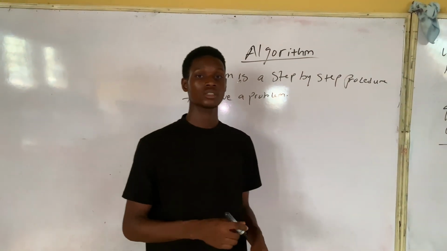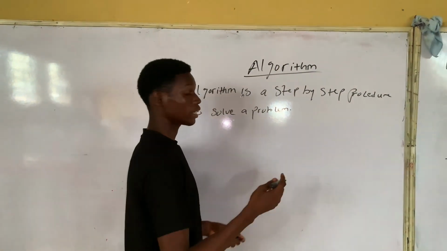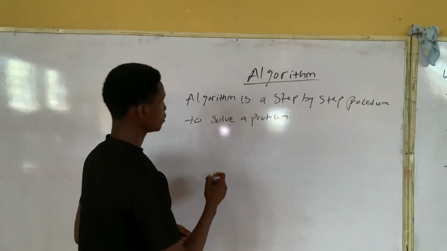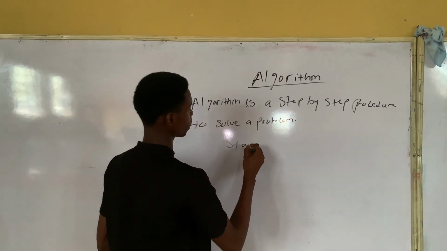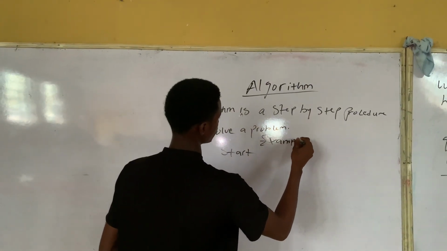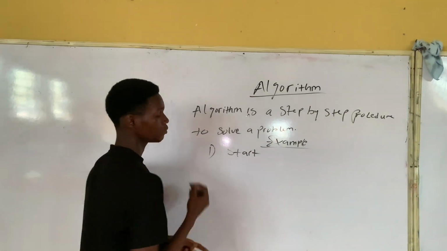Let us take, for instance, an algorithm of a sum of two numbers. Our numbers should be like A or B because they will be represented by a variable. The first thing to start with when you're writing an algorithm is to put your start. This is our example. So the first thing we put on our algorithm is start.